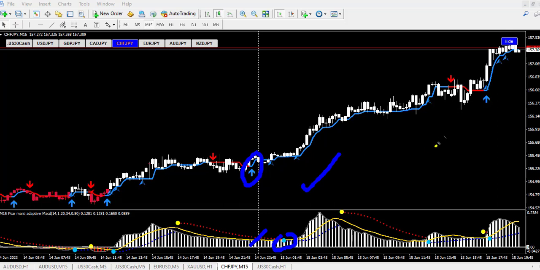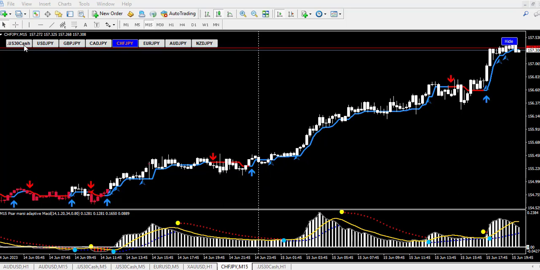Here we have another arrow here for a sell, but when you check the histo bar here, it remained white. So this is invalid. And at this point we have another dot here, white bar, and this is another continuation. And this is how to use this particular strategy. Let's check other pairs also and see how it plays out.